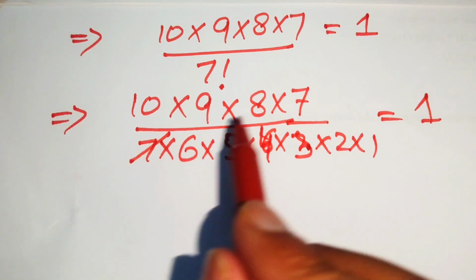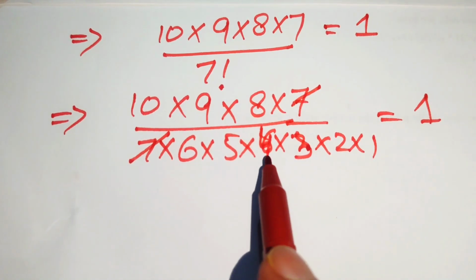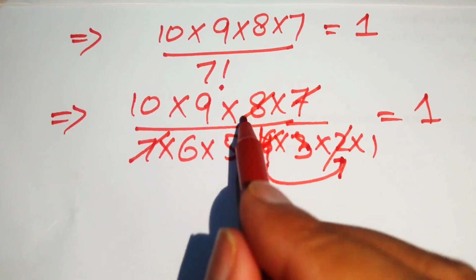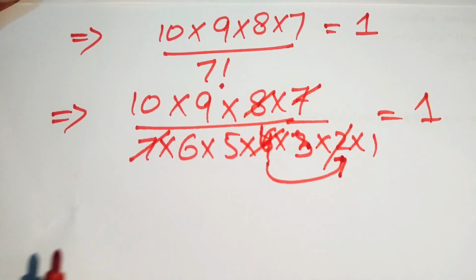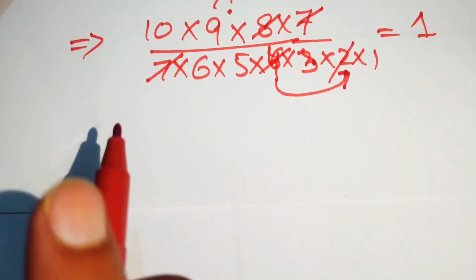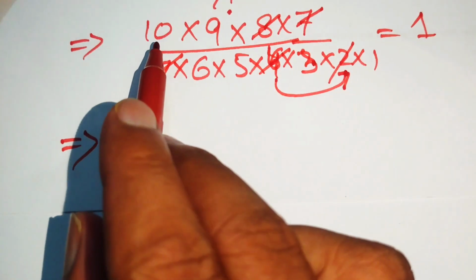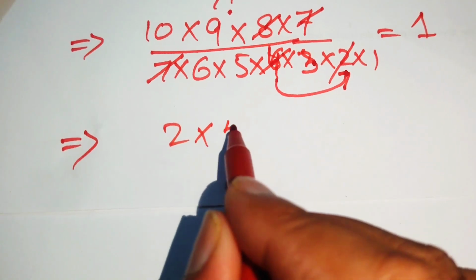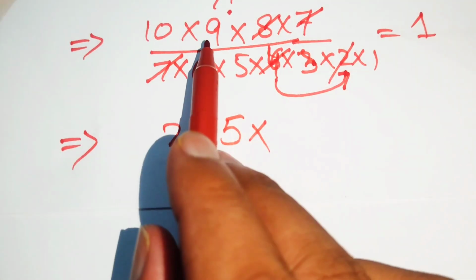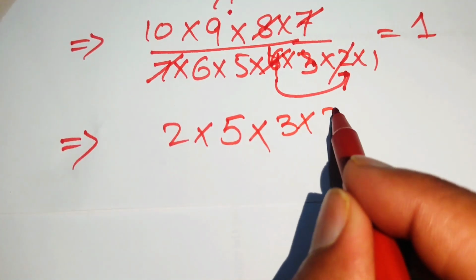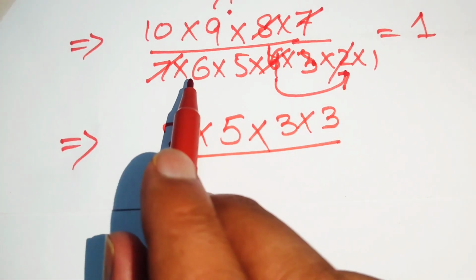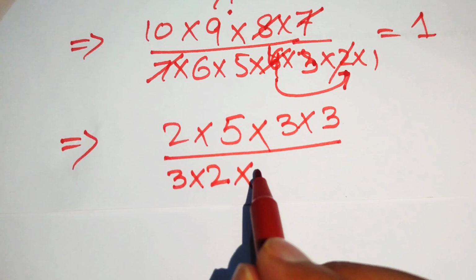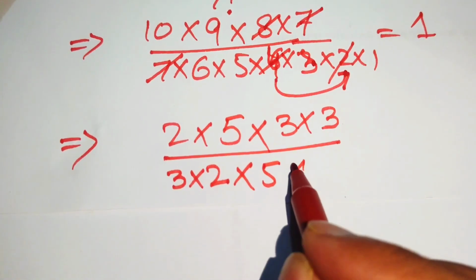So first this 7 is cancelled out by this 7, and here you see that 4 times 2 is 8, and this 8 is cancelled out by this term, and the remaining terms are, this is our 10, and we write this 10 as 2 times 5, and we have 9, and we write it as 3 times 3 is 9. Similarly here you have 6, and we write it as 3 times 2 is 6, and the remaining terms are 5 and 3.